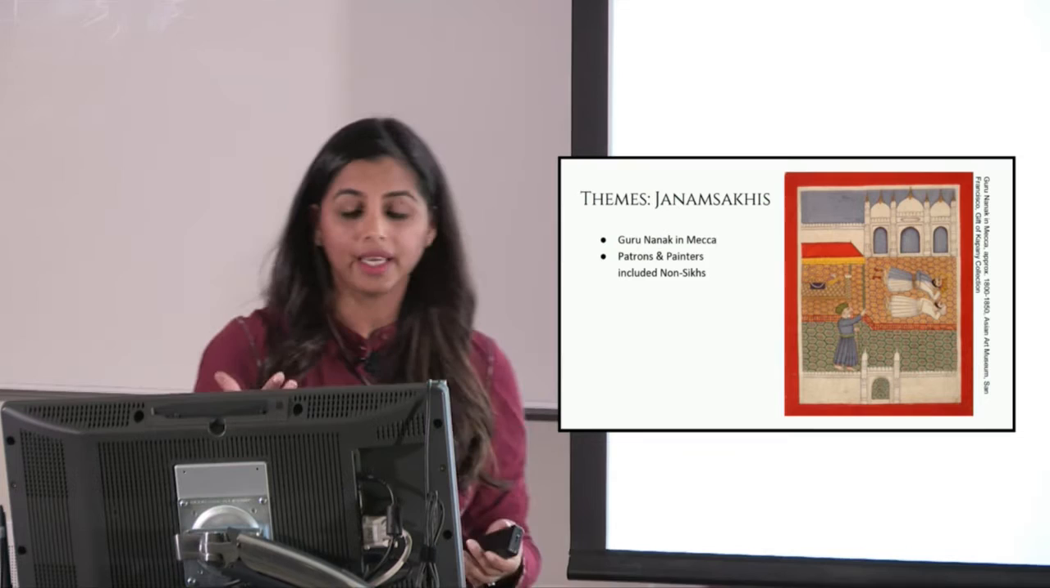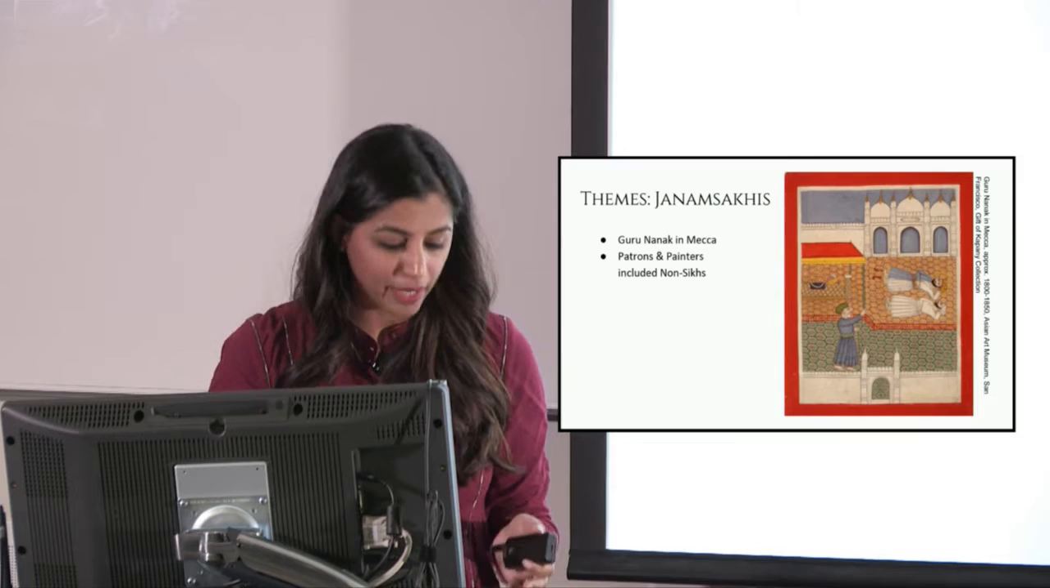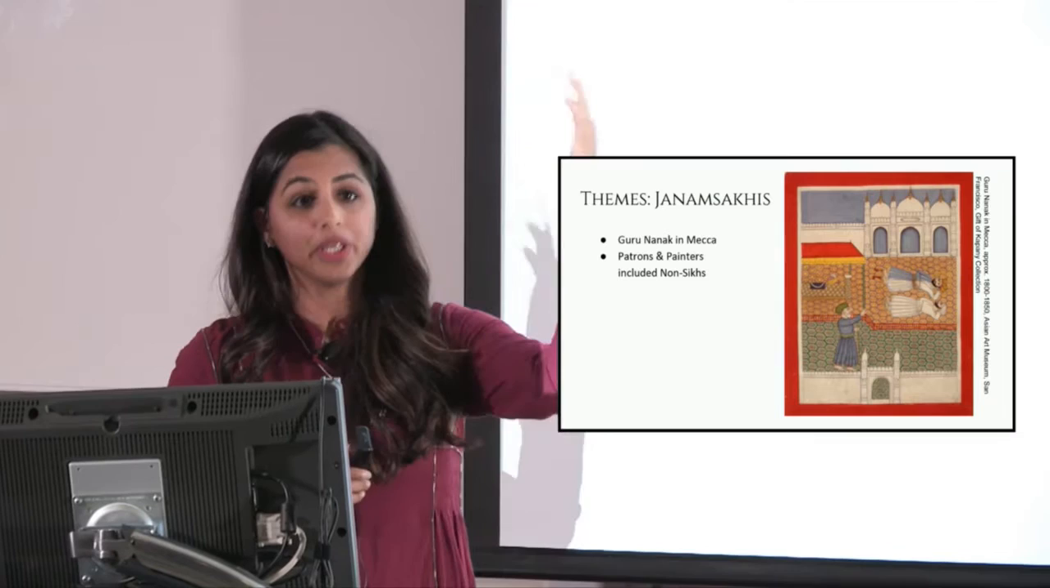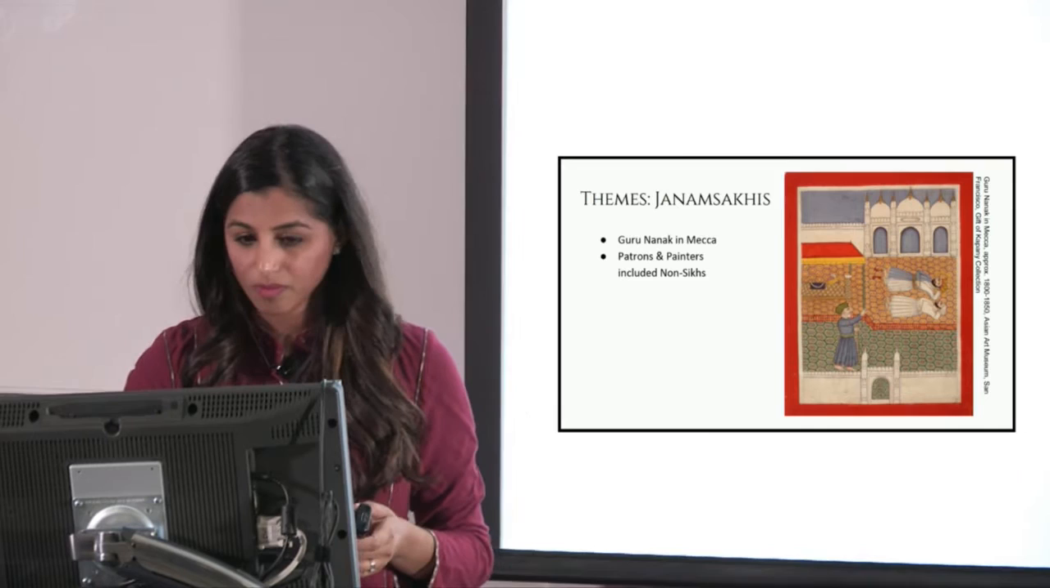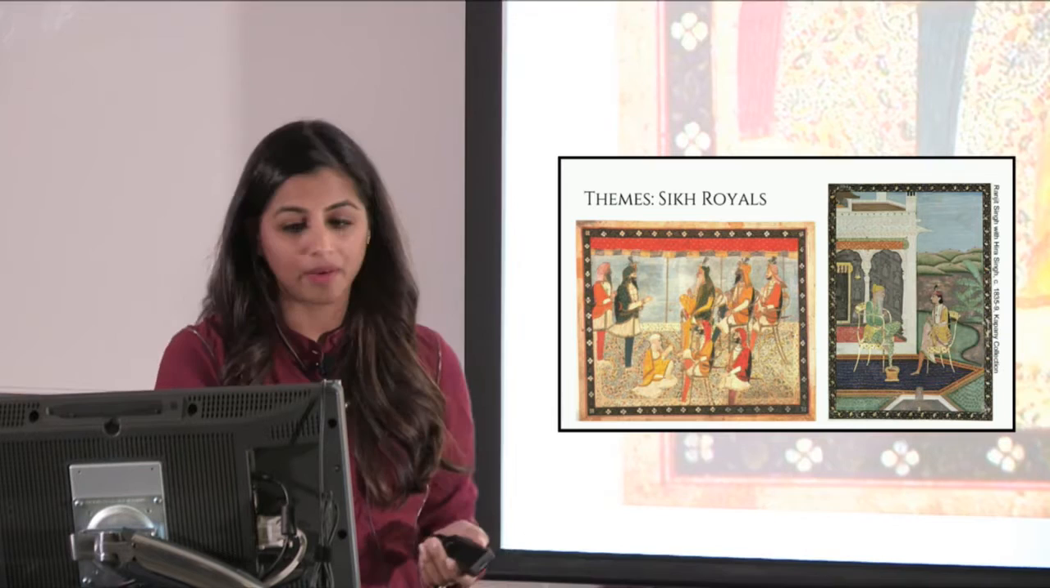If you're curious to know how do we know that the patrons were non-Sikh, it is because you can find some of the Janam Sakhis that belong to the Kashmiri region, where most of the patrons were not Sikh. Sikhs were mostly living in the Punjab plains, and then the Kangra region, which Deep was mentioning earlier, which was the Pahari region. The third major category of Sikh miniatures is miniatures documenting the life of the Sikh royals.